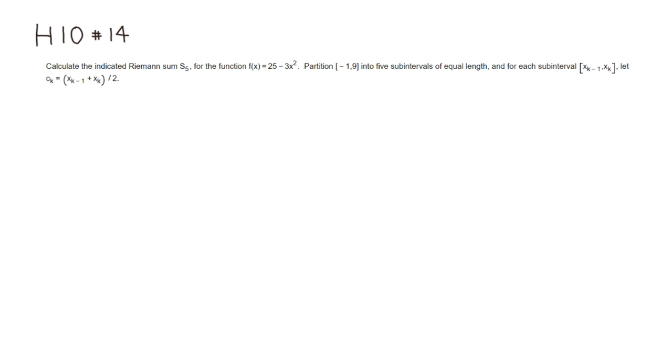First, we have an interval from -1 to 9. So we split that into 5 subintervals. In this case, delta x is going to be 9 minus -1, so the length of the interval is 10, and we divide by 5 subintervals. So delta x is going to be 2.